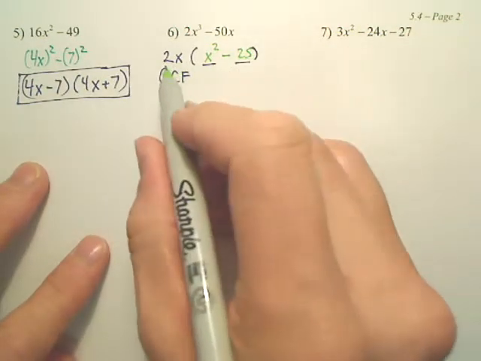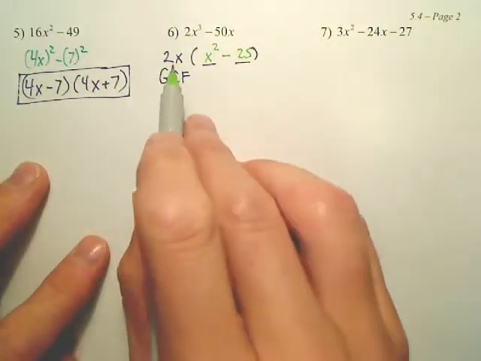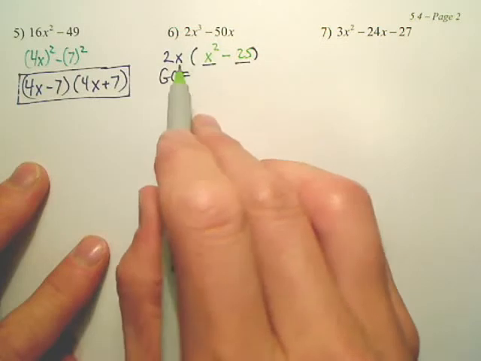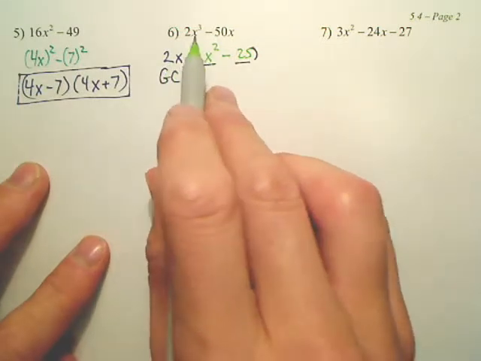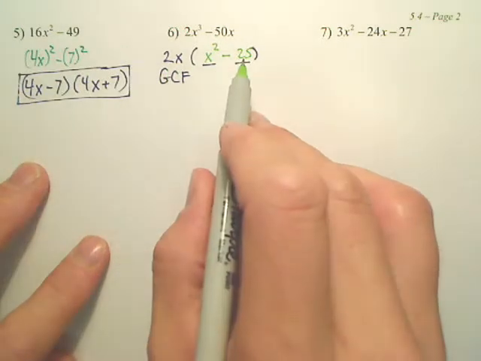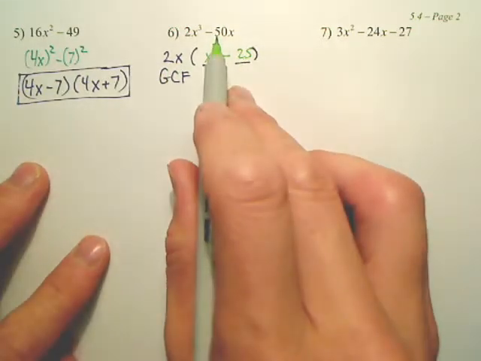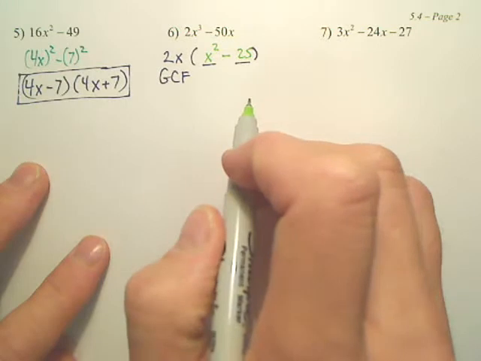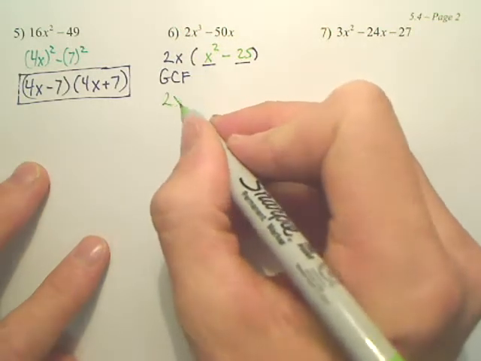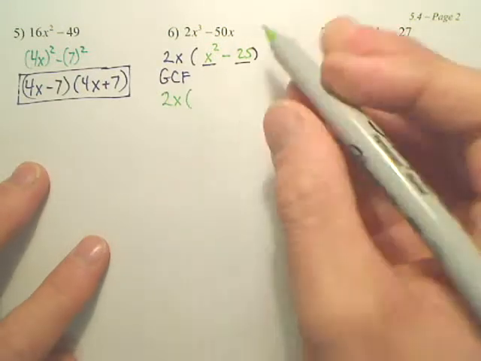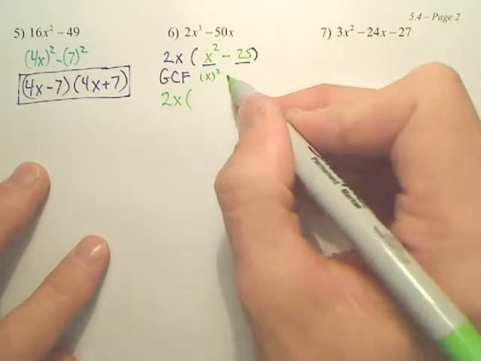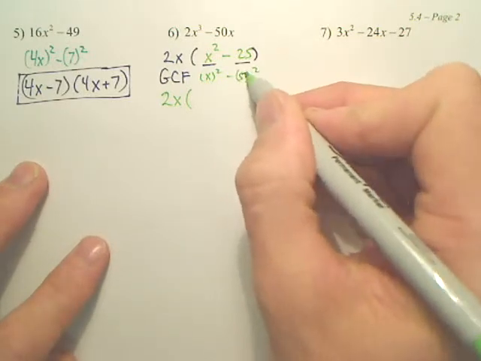So, 2x, I pull the 2x because there's x's in both of these. I pull the 2 and an x out of both. 2x times x squared is 2x to the third. 2x times negative 25 is negative 50x. Now, the thing is I'm not done factoring. The 2x is chilling out front. This can still factor. Isn't that x squared minus 5 squared?